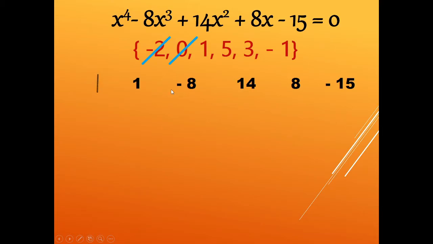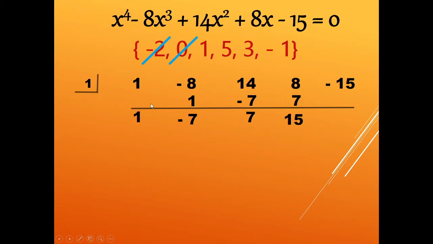So, use natin ulit synthetic division. Try natin ang 1. So, bring down 1. 1 times 1 is 1, minus 8 is negative 7. Times 1 is negative 7, plus 14 is 7. Times 1 is 7, plus 8 is 15. Times 1 is 15, minus 15 equals 0. Okay, so 1 is check since the remainder is 0.